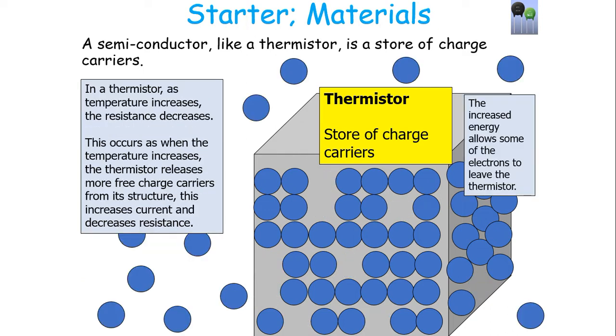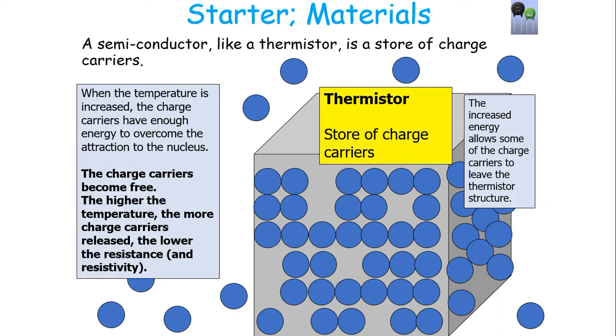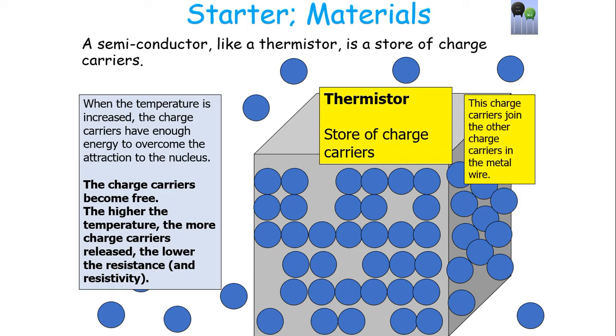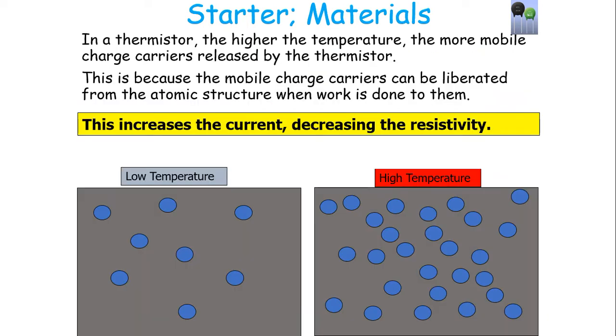So in a thermistor, as the temperature increases, the resistance and resistivity decrease, because when work is done into the thermistor, i.e. temperature increases, the thermistor releases more mobile charge carriers, which increases the current and decreases the resistivity. So the increased energy allows some of the charge carriers to leave the thermistor structure, join the other charge carriers in the metal wire, lowering the resistivity.